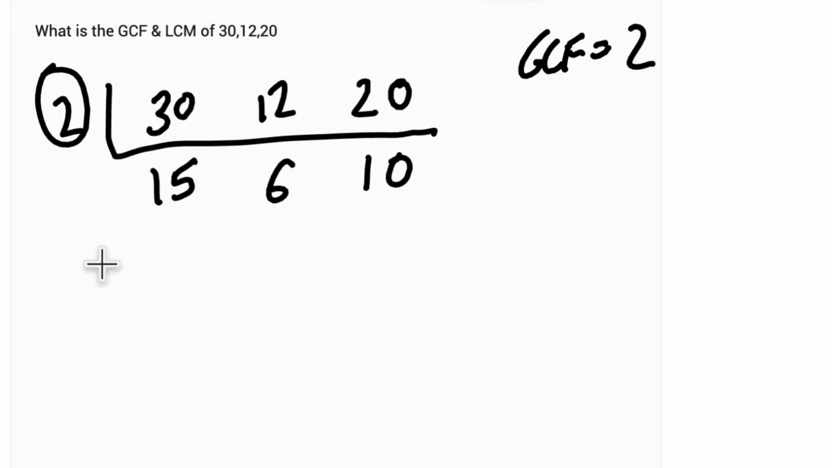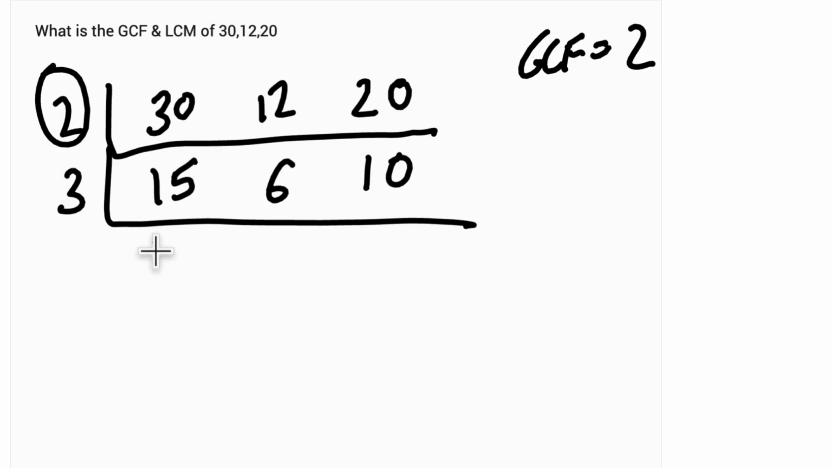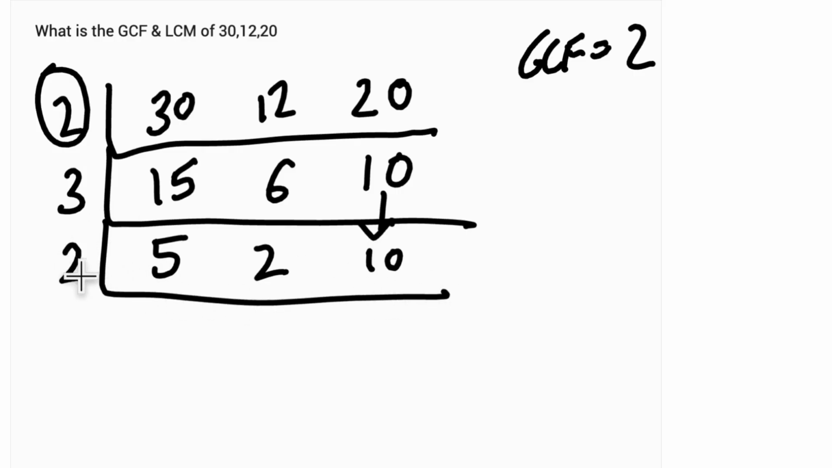So now let's look at the LCM. So 15 and 6 have a common factor of 3. So let's divide out the 3. 15 divided by 3 is 5. 6 divided by 3 is 2. And then 10 divided by 3, it's not really divisible, so we just bring down the 10. Okay, so now we have 2 and 10. So 2 is a common factor of that. So let's divide out 2. 5 divided by 2, we can't do anything, so we just bring down the 5. 2 divided by 2 is 1. 10 divided by 2 is 5.